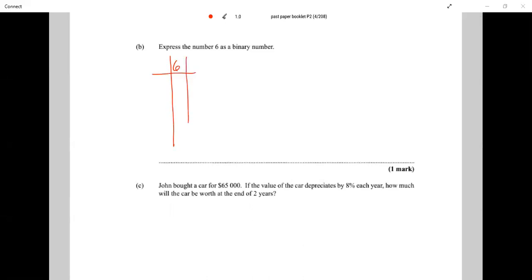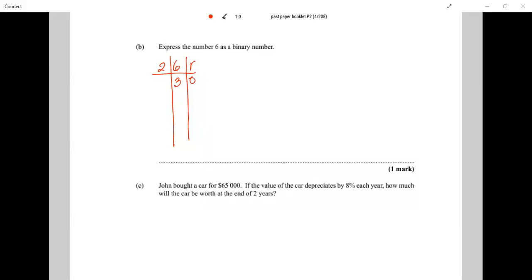All right, the B part of the question. We're asked to express the number 6 as a binary number. I must confess, I can't remember 100% how to do this, but here goes, from what I remember. I want to express it in binary. Binary is base 2. So I'm going to divide 6 by 2, and I'm going to get 3 with a remainder of 0.